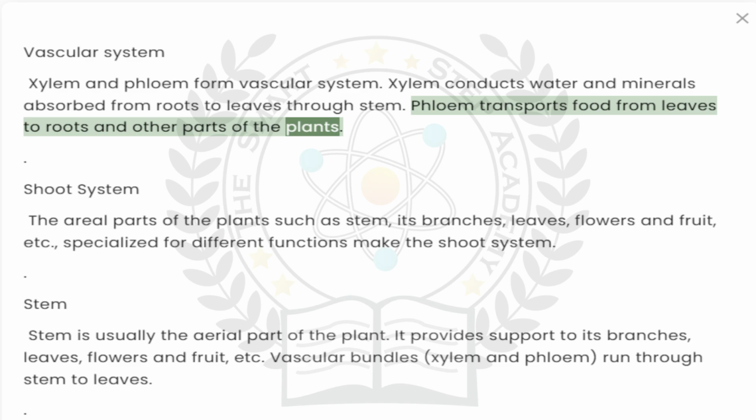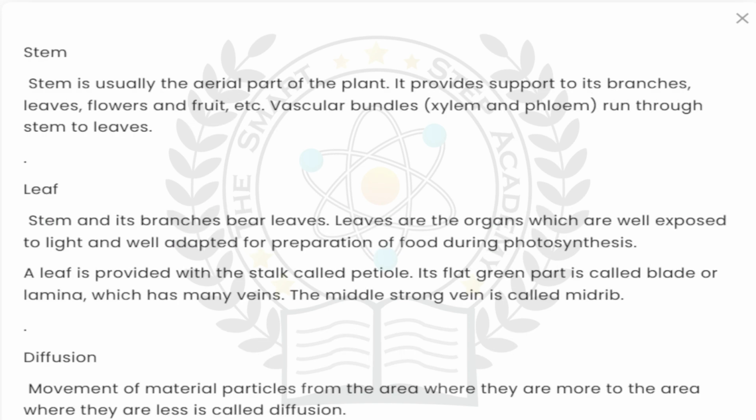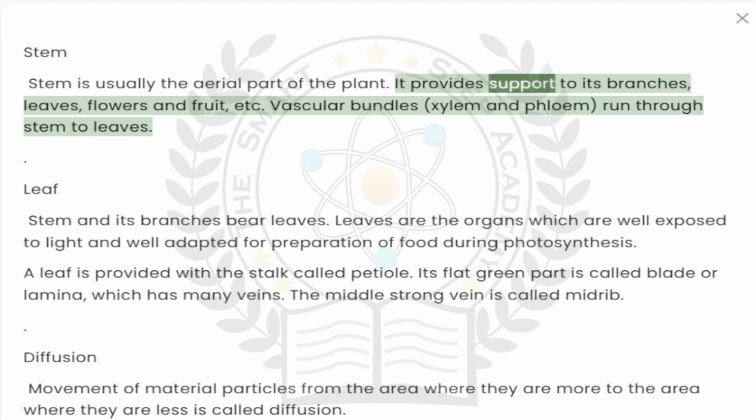Shoot system. The aerial parts of the plants such as stem, its branches, leaves, flowers, and fruit, etc., specialized for different functions, make the shoot system. Stem. Stem is usually the aerial part of the plant. It provides support to its branches, leaves, flowers and fruit, etc. Vascular bundles run through stem to leaves.